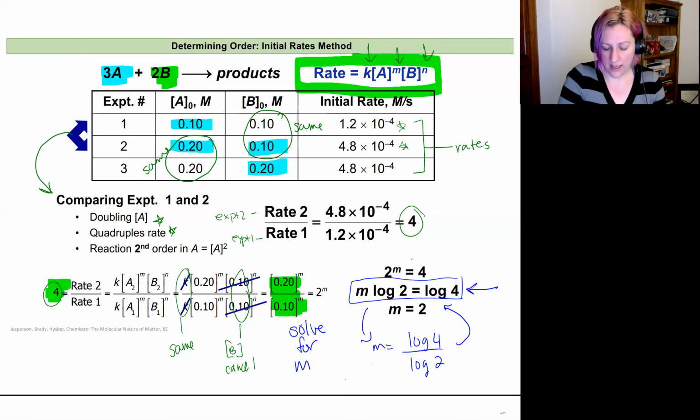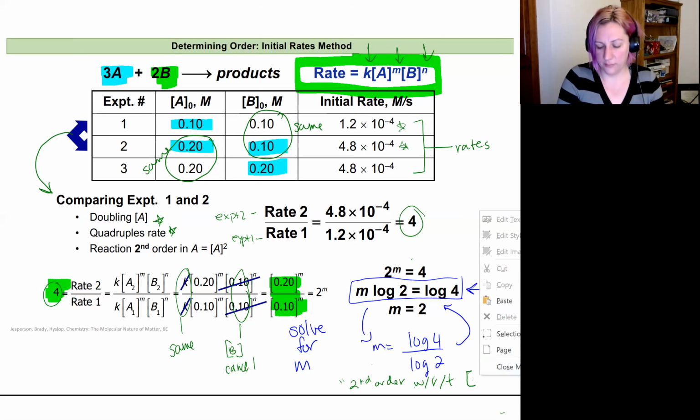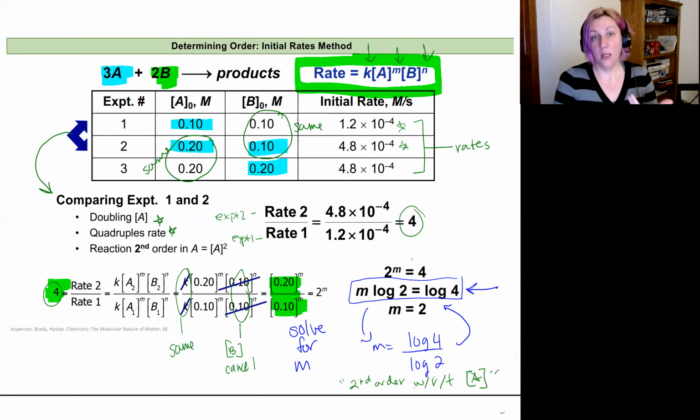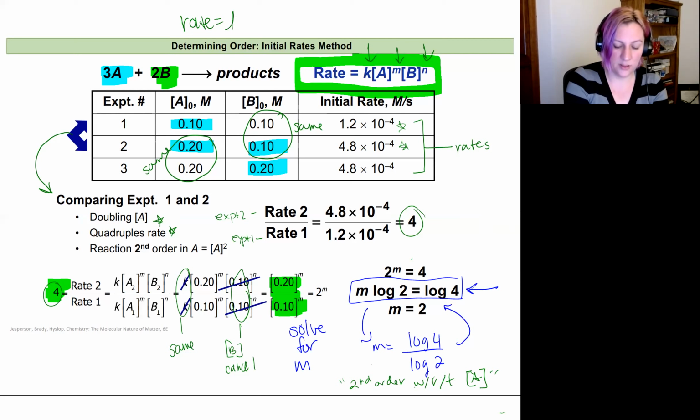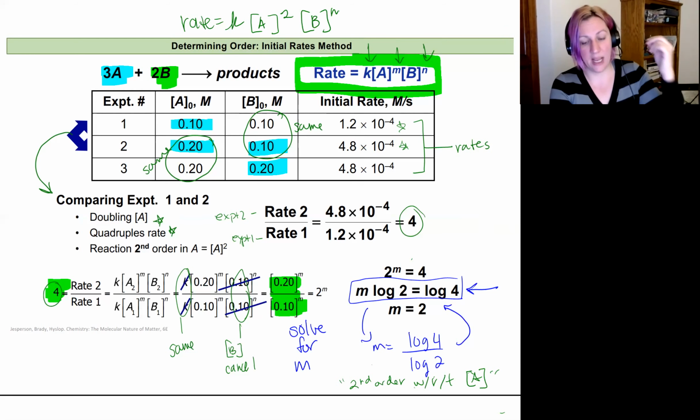I'd write: the order is second order with respect to the concentration of A. All right, so that's one piece of my rate law. So now I can say, I know that rate is equal to my rate constant times the concentration of A squared times the concentration of B to some exponent I don't know yet. So I've got one piece. Now to go get the second piece.